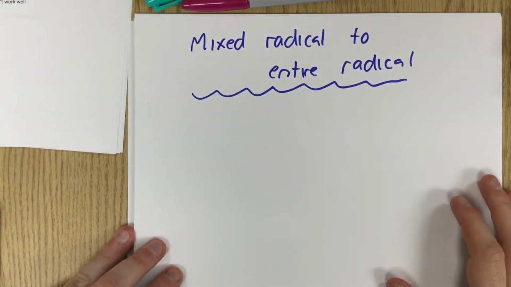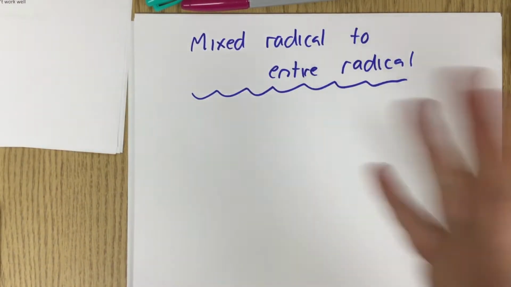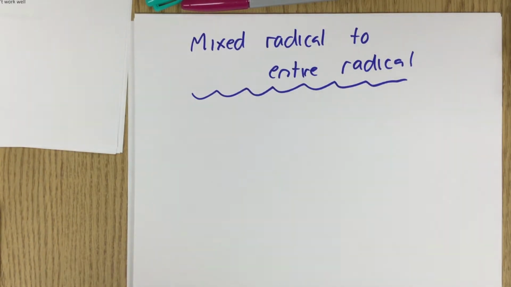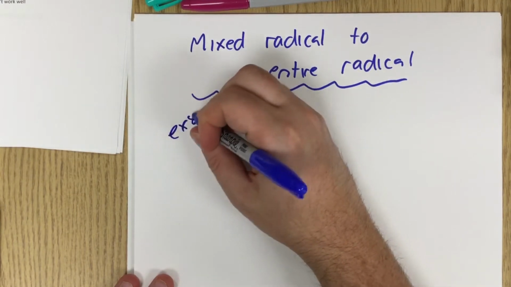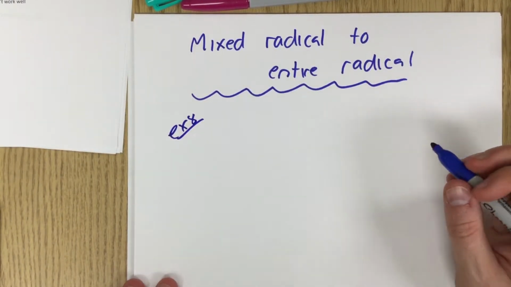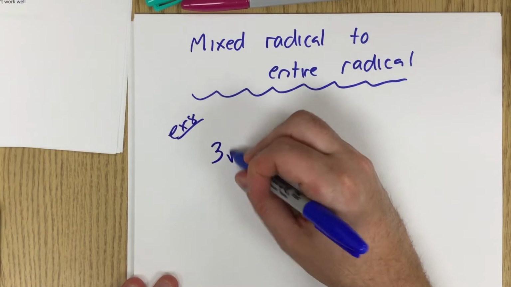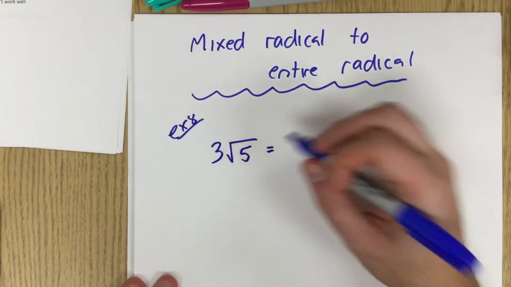Now, sometimes you may start with a mixed radical and want to move to an entire radical. I'm going to continue off from the previous example numbering, just so we don't lose track. So let's say we have 3 root 5, and I want to turn it into an entire radical.